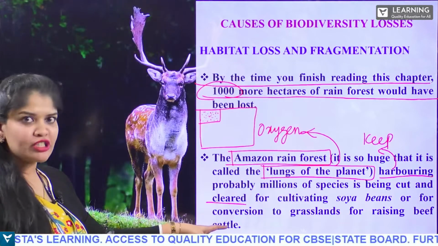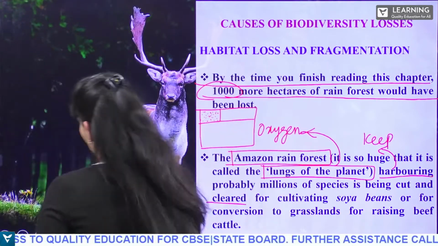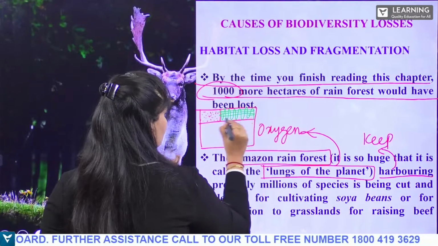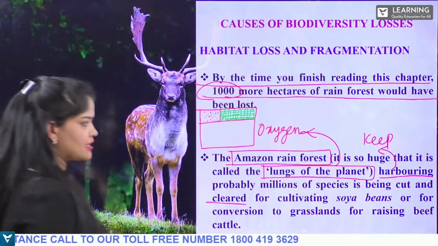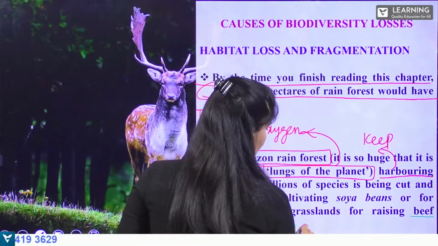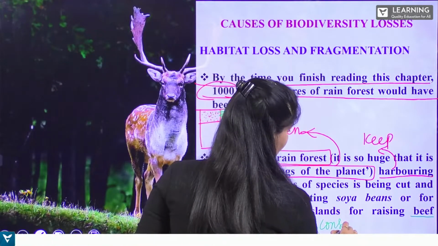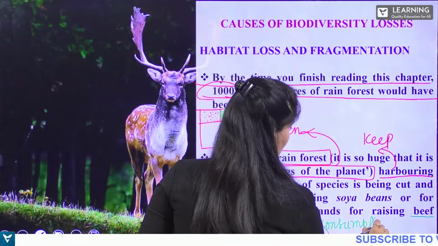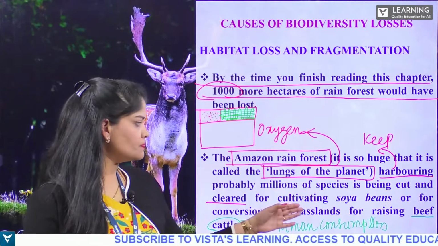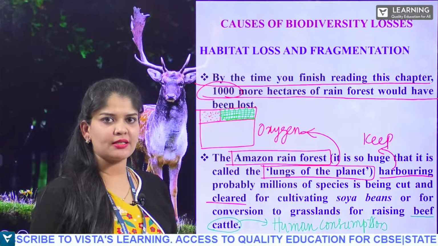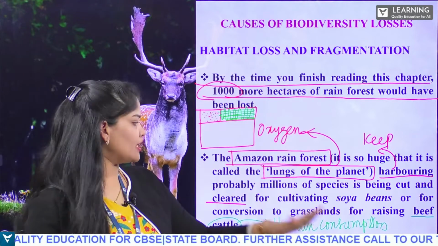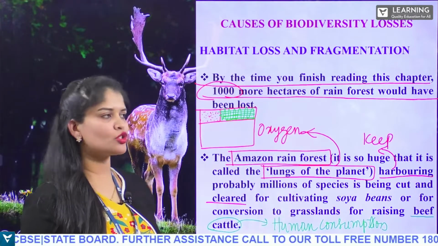Or for conversion into grasslands, for raising beef cattle. And this beef cattle we are raising for human consumption, to get food out of it, by making grasslands. What habitat is converted into grasslands? Amazon rainforests are converted into grasslands. This has happened by means of fragmentation.